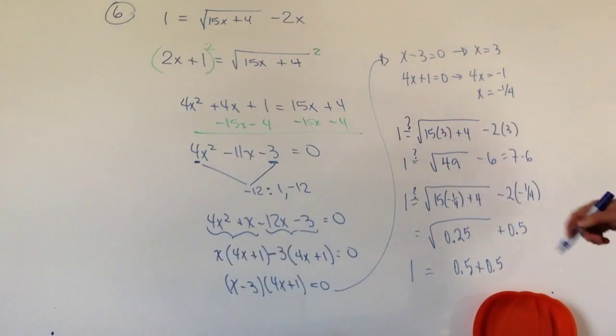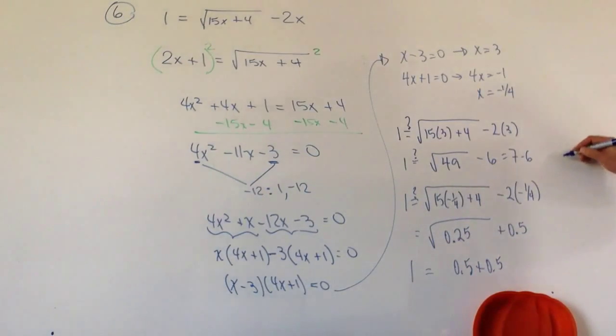So we do have the two solutions that work, and they are 3 and negative 1/4. Sometimes only one of the two will work, sometimes neither will work. Okay.